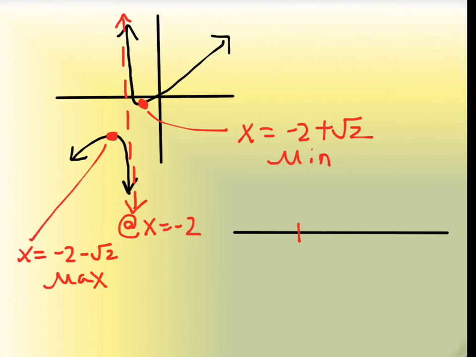So we have one value that's -2 minus square root 2. Can somebody give me a decimal approximation for that? Just a couple of decimal places for -2 minus the square root of 2.